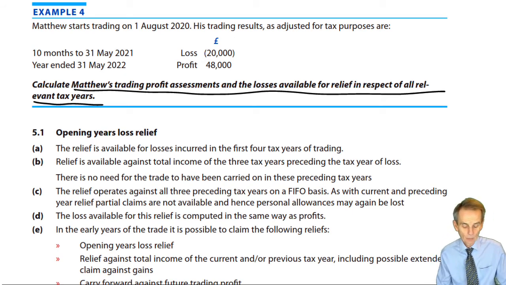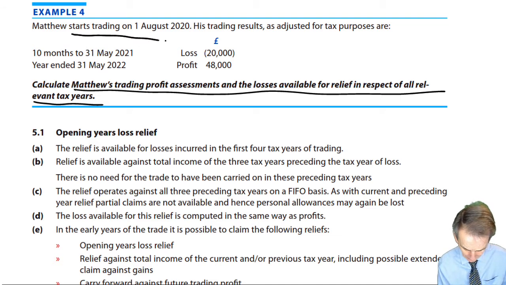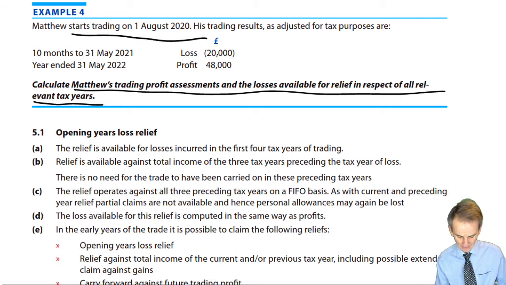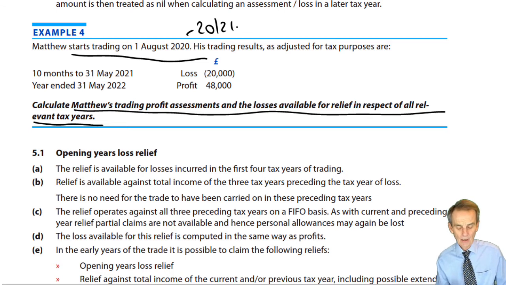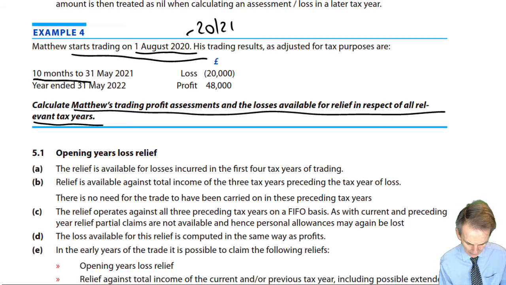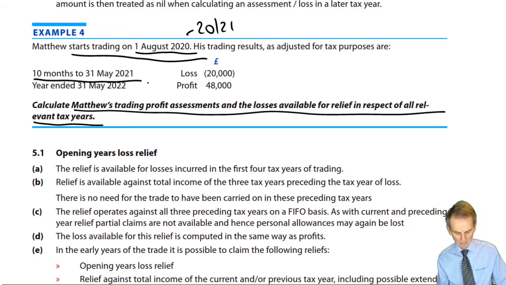Okay, looking at example 4, hopefully no major problems here for you. Same setup as we had before and same approach. We always look, of course, at our start date to begin with, the 1st of August 2020, and determine in which tax year that falls. That again is 2021. That is your first tax year. That is an actual basis of assessment. Therefore, that would be from your start date, 1st of August 20, through to the 5th of April 21. All of which falls within that opening 10-month period through to the 31st of May 21.